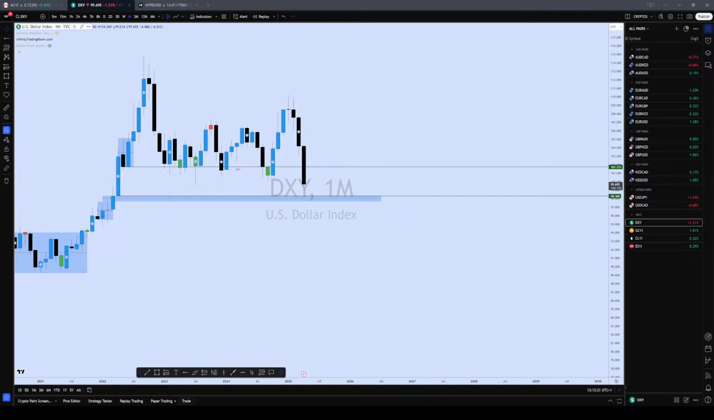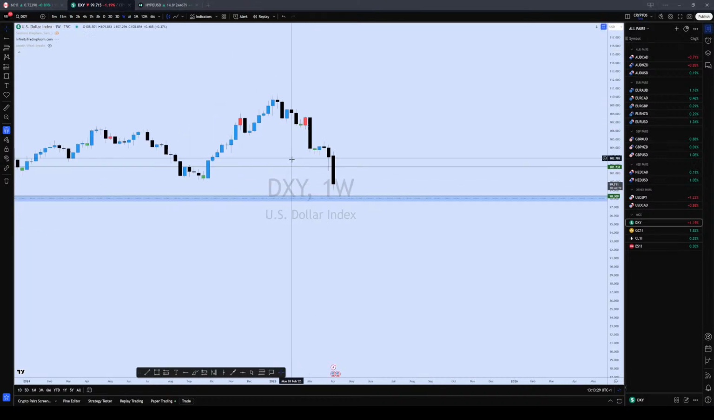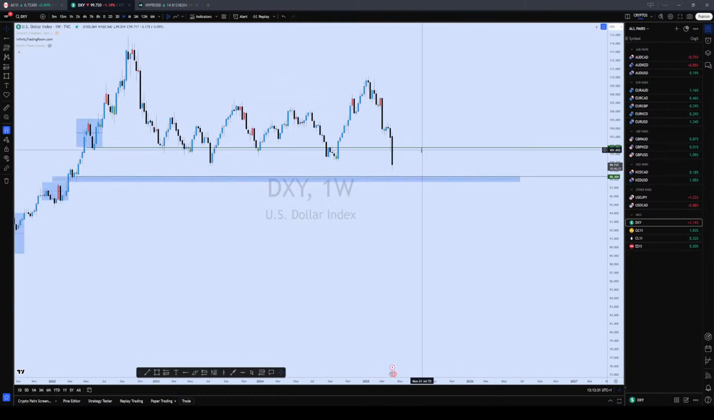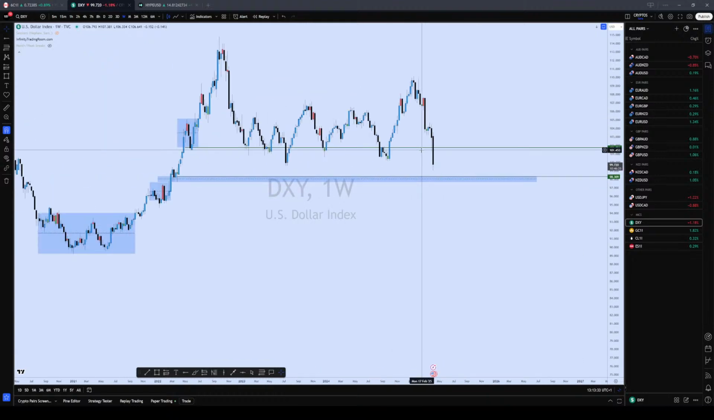Right, that's where I'm expecting them to go. So look for dollar index to continue going down. Weekly, you can see nicely. So that's the area of accumulation there. And if you look at that area, the fair value gap on the monthly, there's literally nothing there.